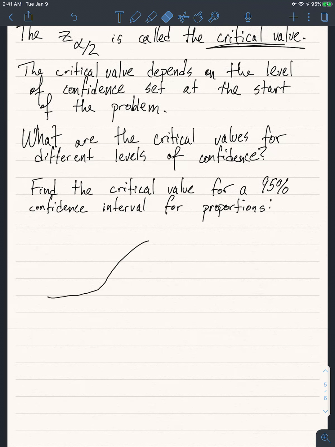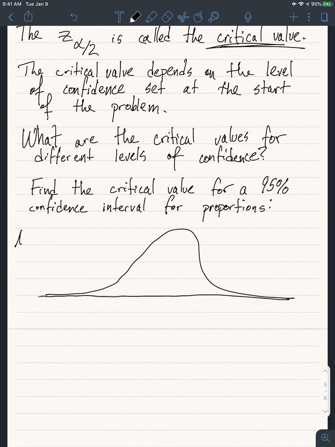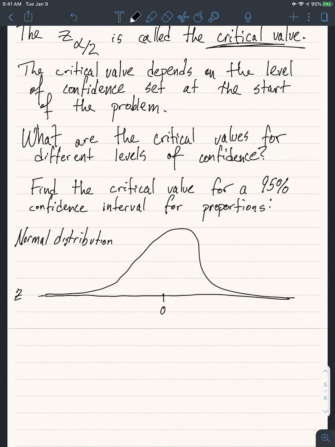Oh, that's bad. That is not great. Let me try that again. Let's see. That's better. Not great. I'm on an iPad here. Cut me some slack. But we have our normal distribution. And we know, let's say we're going to label our z-scores here. We know a z-score of 0 is in the middle, right? And it goes out 1, 2, 3, -1, -2, -3, yada, yada, yada. These are my z-scores on the standard normal distribution.